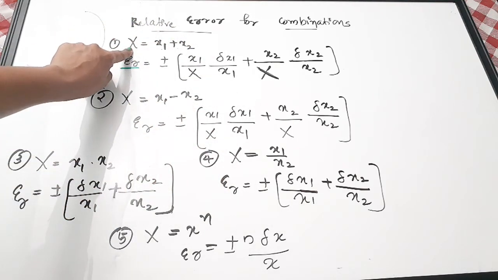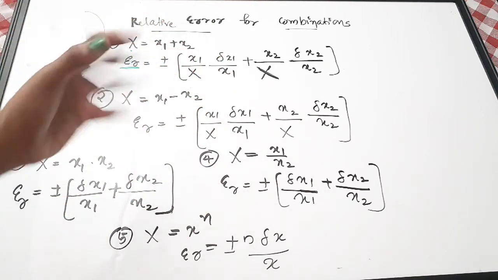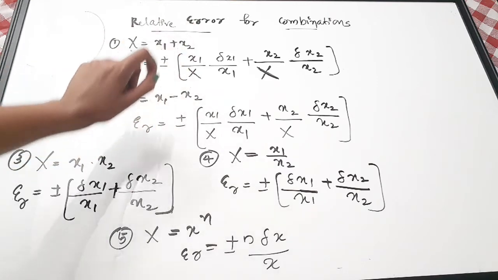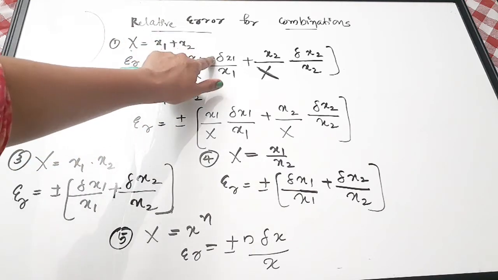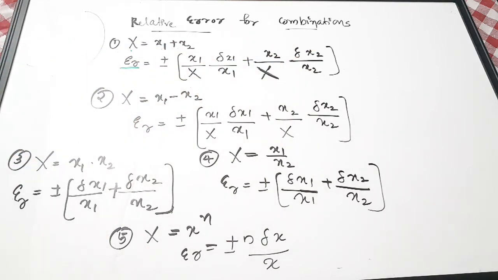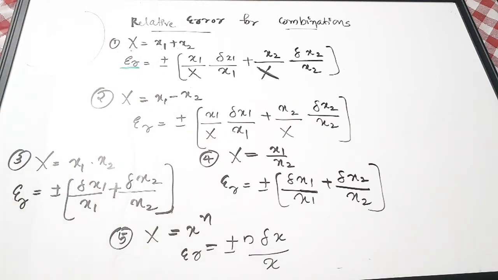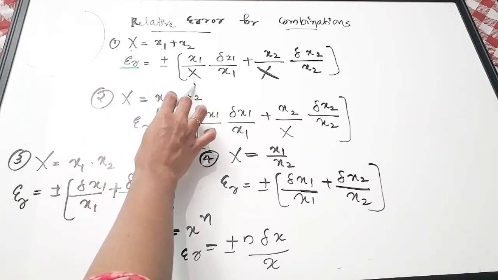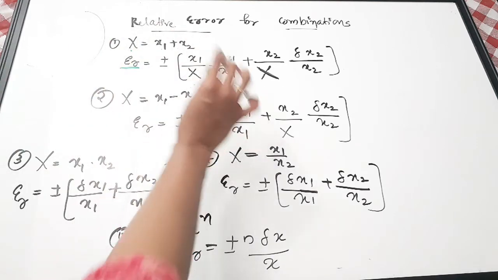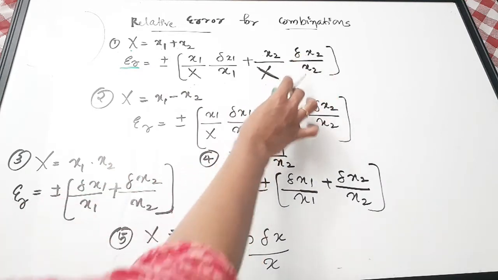So capital X is the resultant of x1 plus x2. Just consider that we are going to add two resistance values that are in series combination. So it will be x1 plus x2. The error of x1 is delta x1, error of x2 is delta x2. So how the relative error comes is this equation. Epsilon r is equal to plus or minus x1 by capital X into delta x1 by x1, plus x2 by capital X into delta x2 by x2.